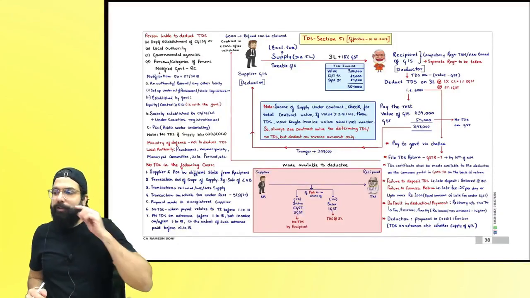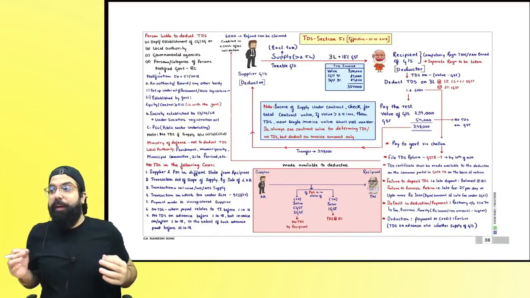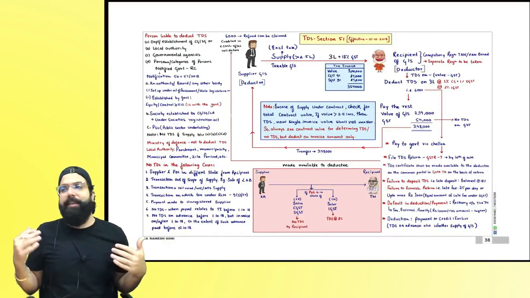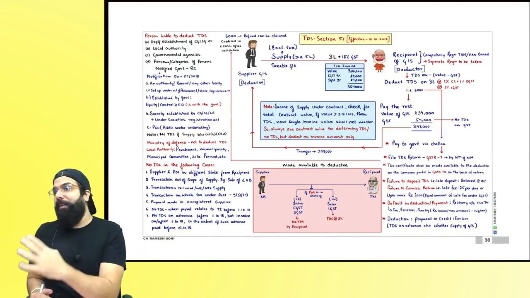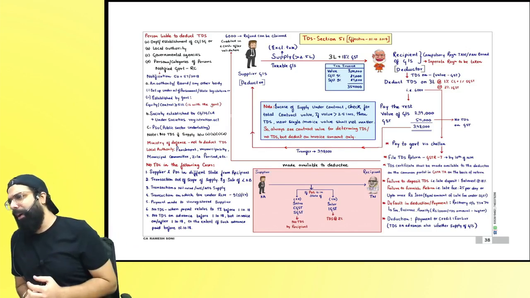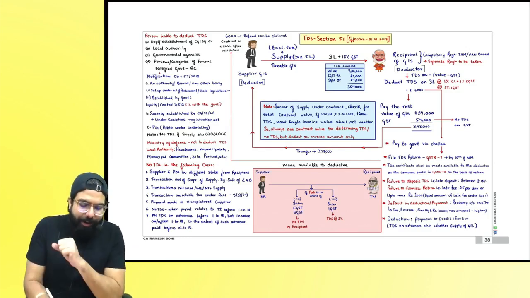Alright, people, let's go ahead and now revise the chart of TDS. Everyone, TDS and TCS are B-graded chapters. 3 to 4 marks is the maximum you can expect in the exam. Let's take a quick linking.